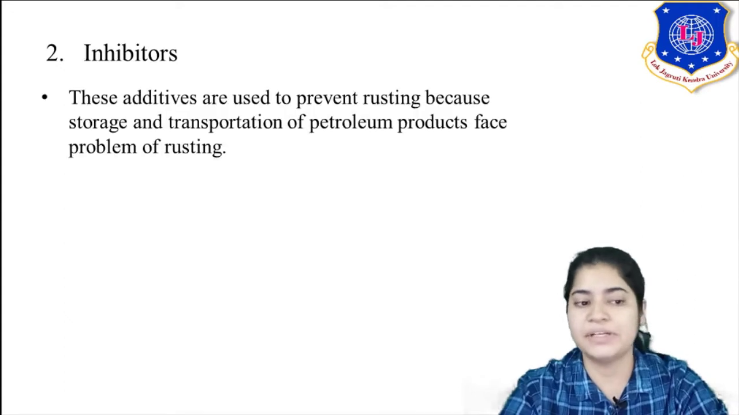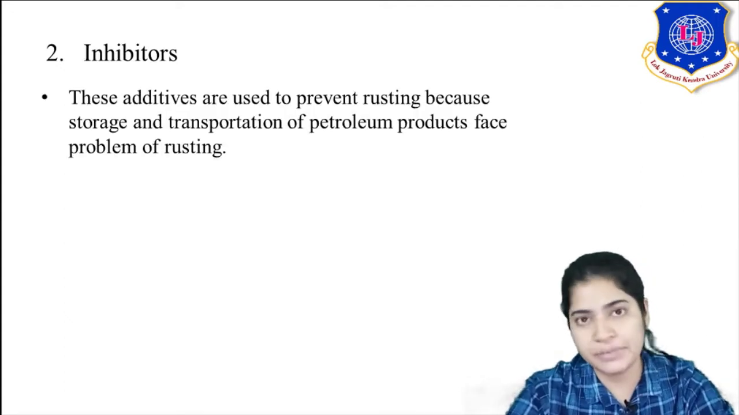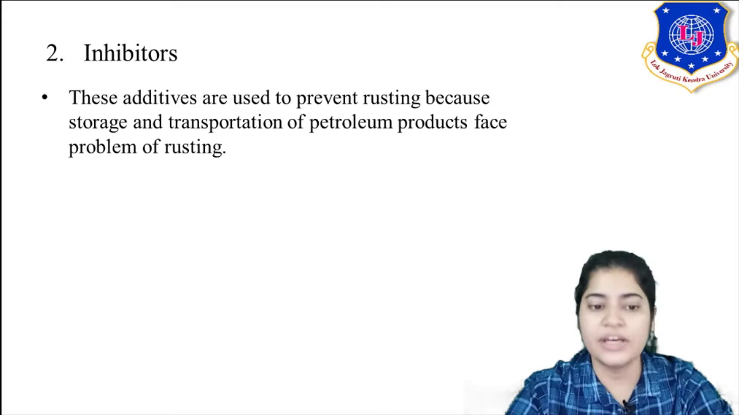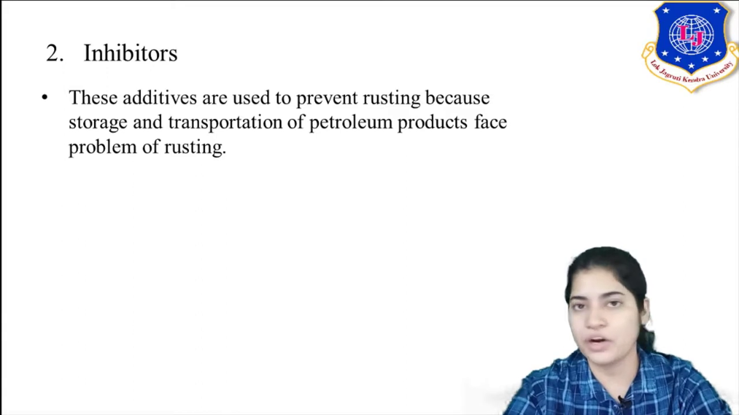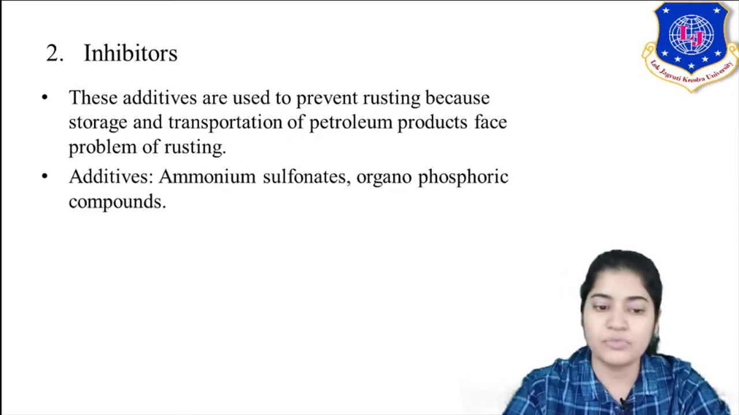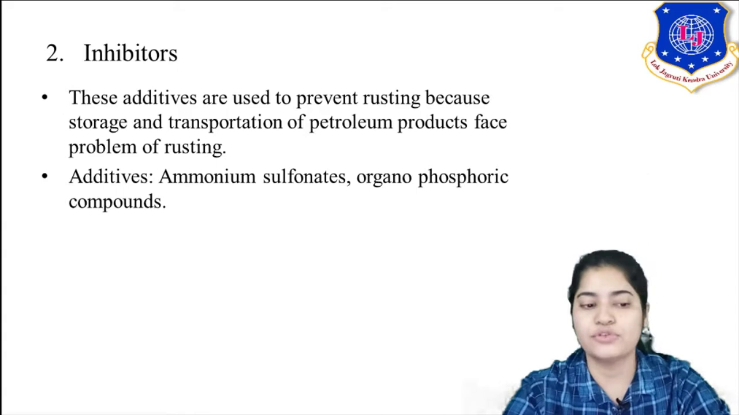Next is inhibitors. The role of inhibitors is to prevent rusting. These additives are used to prevent rusting because of storage and transportation of petroleum products, which causes rusting to happen. So additives like ammonium sulfonates and organophosphoric compounds are added into the gasoline to prevent rusting.